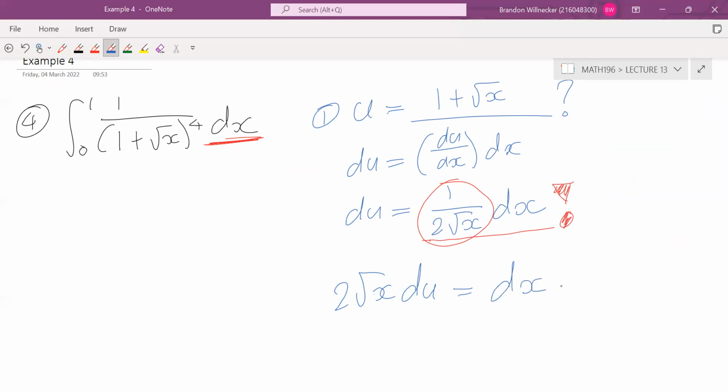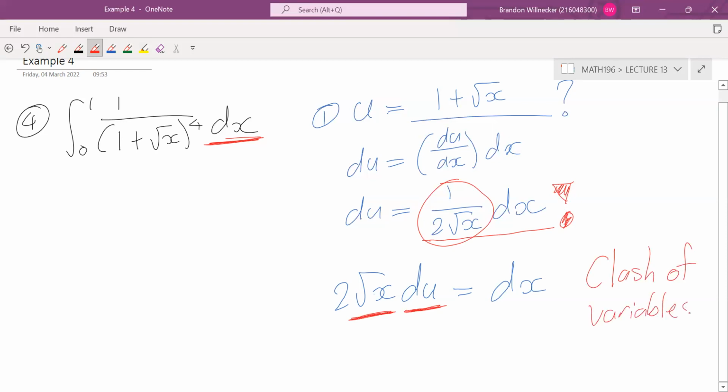Okay, now this looks all right, but we have a problem. Here we have root x. So that's an x variable term. But right next to it, we have du. So there's a clash of variables. Okay, you can't have something with x and then du. That's not going to work. So what we need to do is replace this root x with something that is a function of u.